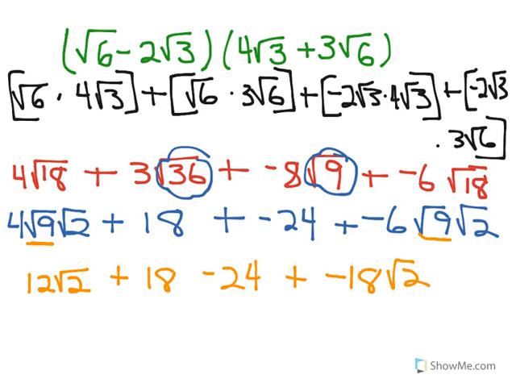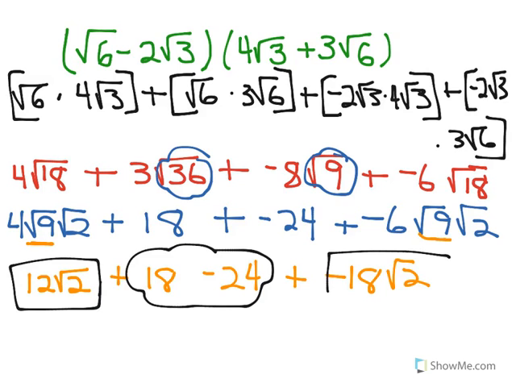Okay, now we have some like terms. We have constants here that we can gather up together, and then we have like radicals, which is the radical 2. We have negative 18 radical 2's and a positive 12 radical 2's. That becomes negative 6 radical 2, and then our constant, 18 minus 24 is a negative 6.